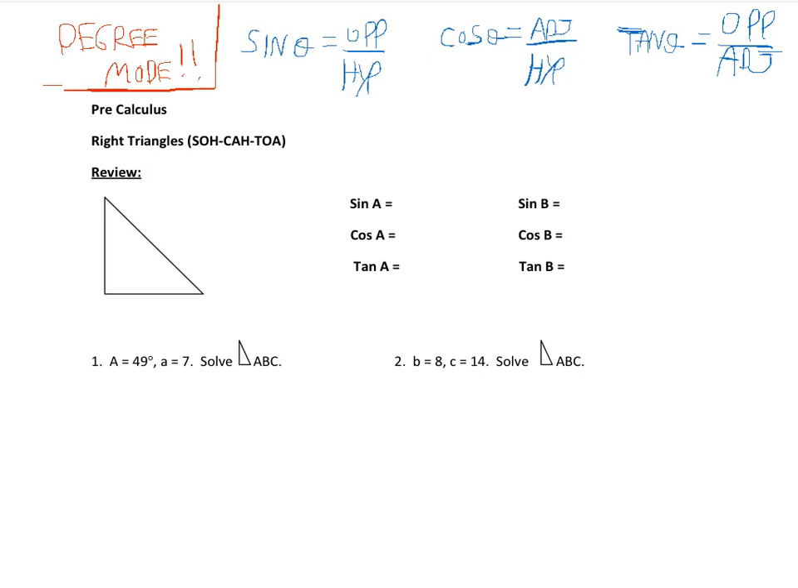You have it up there in the blue. Sine is opposite over hypotenuse. Cosine of an angle is the adjacent side over the hypotenuse side, and tangent is opposite over adjacent.